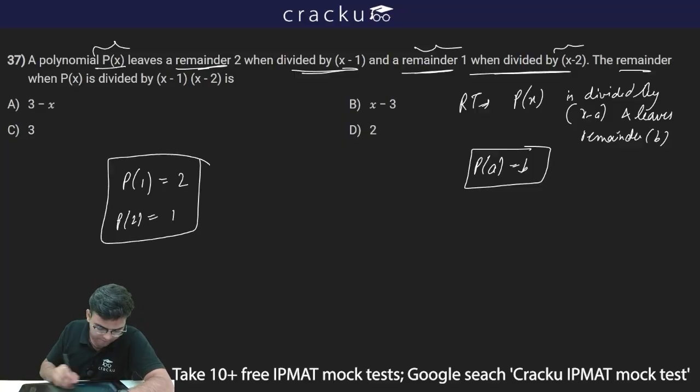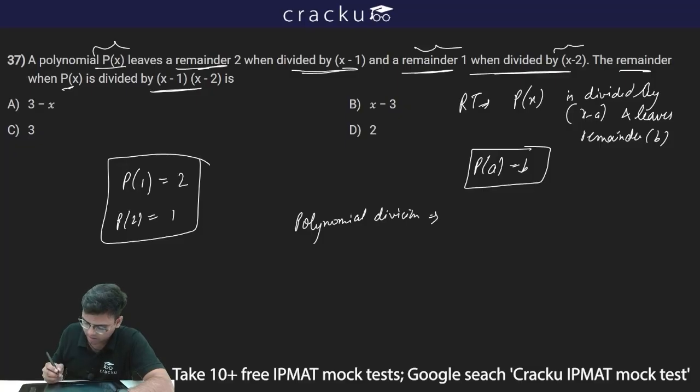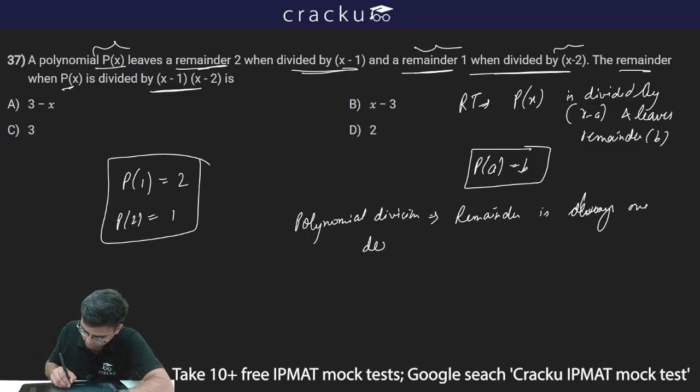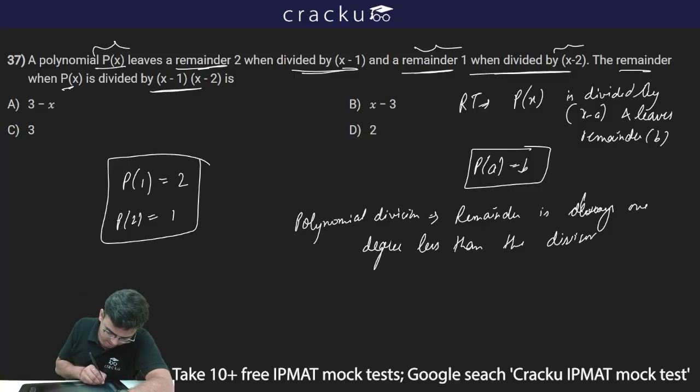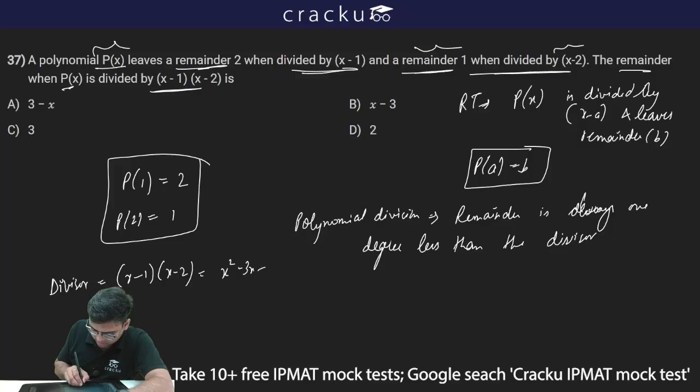We have to find the remainder when p(x) is divided by x minus 1 into x minus 2. So in polynomial division, the remainder is always 1 degree less than the divisor. Now what is the divisor in this case? Our divisor is x minus 1 into x minus 2, so our divisor is x square minus 3x plus 2.